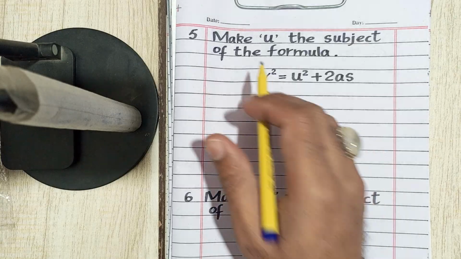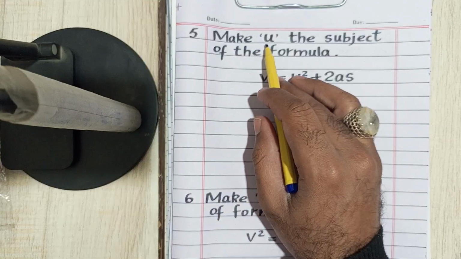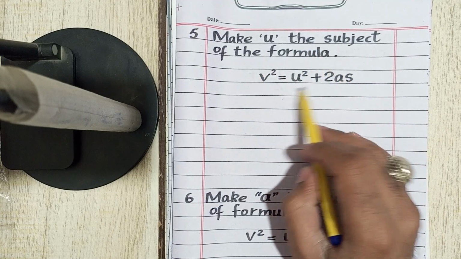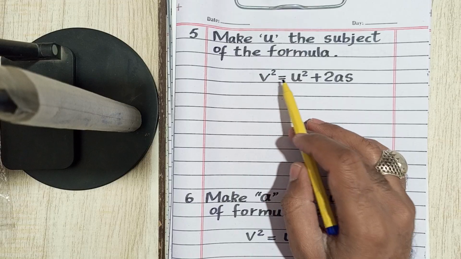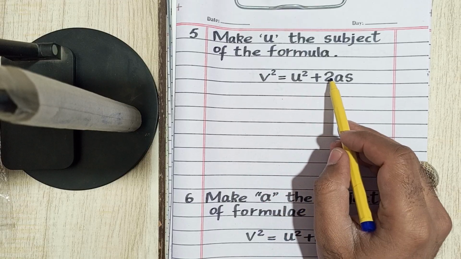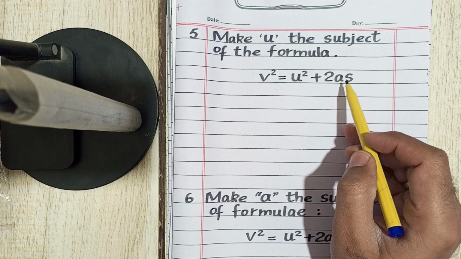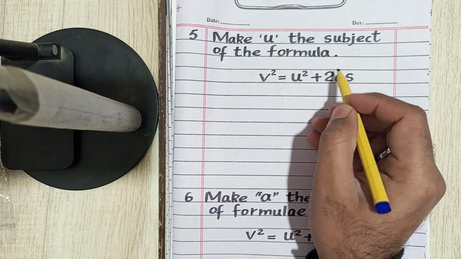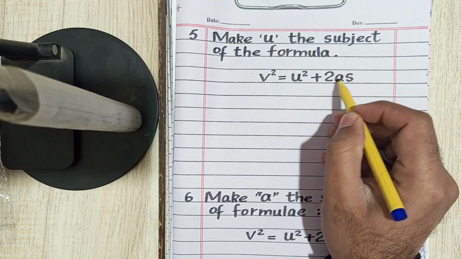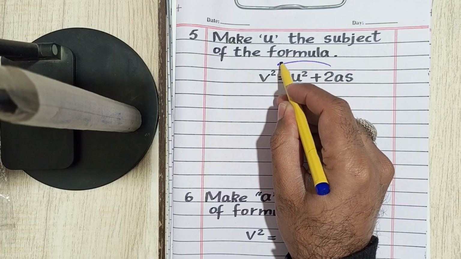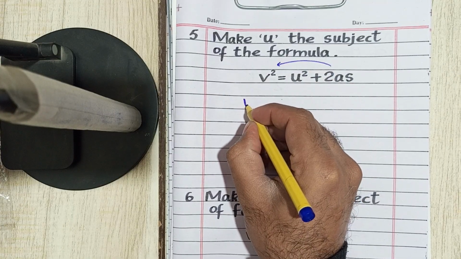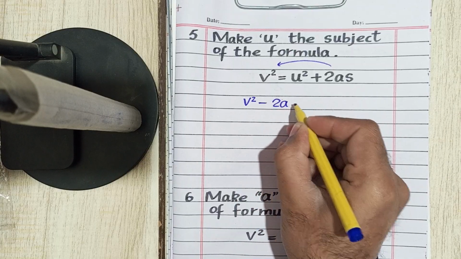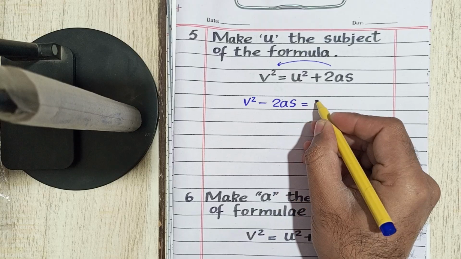Now our next question 5. So in question 5 we have make u the subject of the formula. So this is our question, v square equal to u square plus 2as. So now we want to calculate the value of u. So we take away this 2as here. So here we have v square minus 2as equal u square.